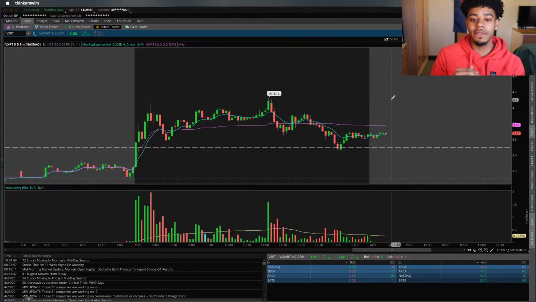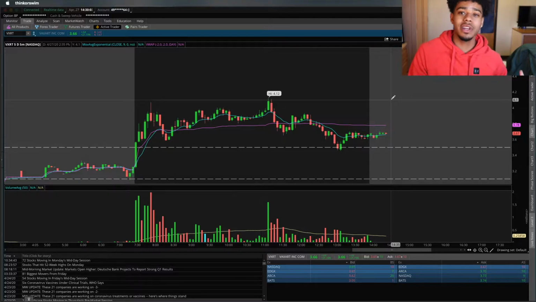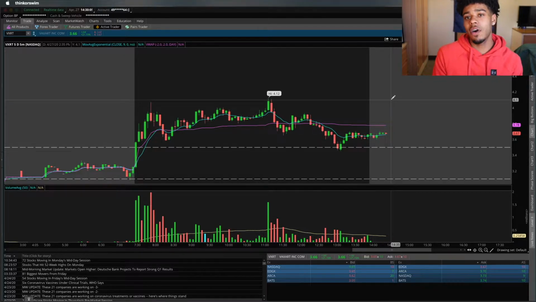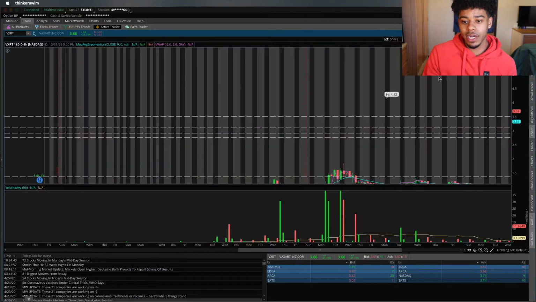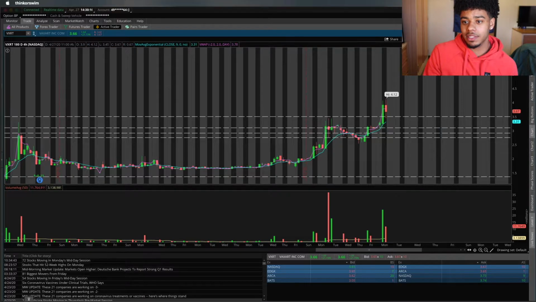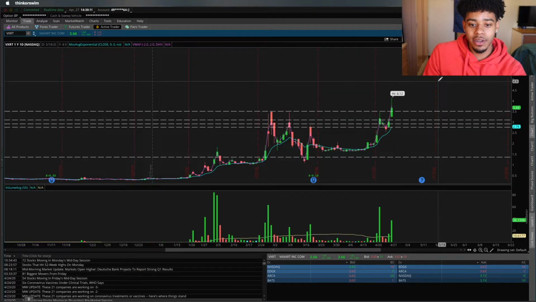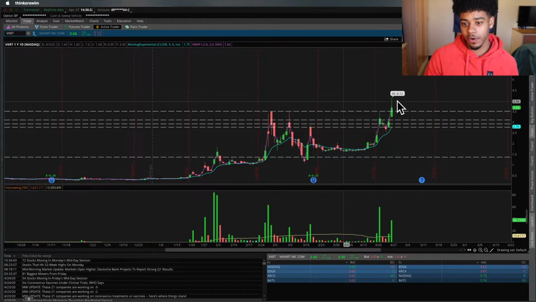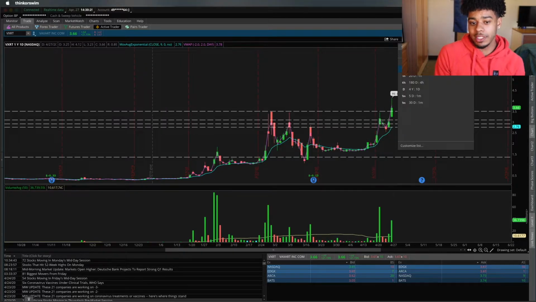And make sure you study volume with resistance and support levels as well. If you don't understand volume, do a little bit more Google searching so you can understand how to apply that and how it works overall. But this is VXRT, broke out of its range that it was stuck in the past whatever months. So if I go back to the year, you can tell it had action the past 3 to 4 months. It broke out of one of its strong resistance levels.